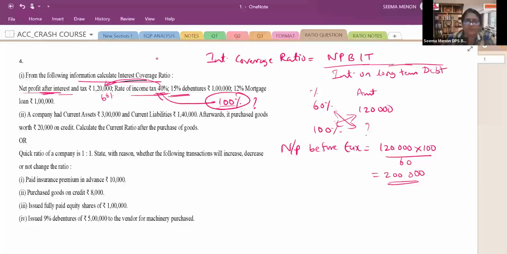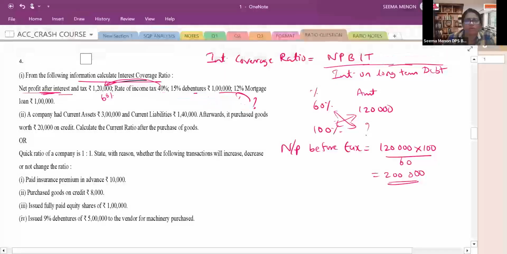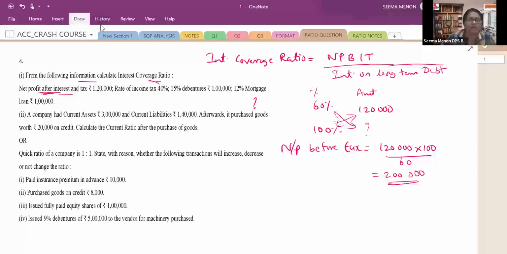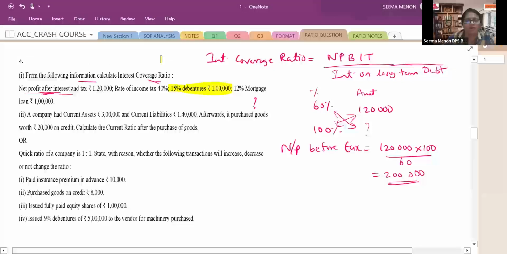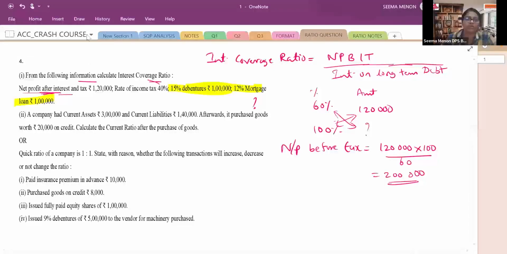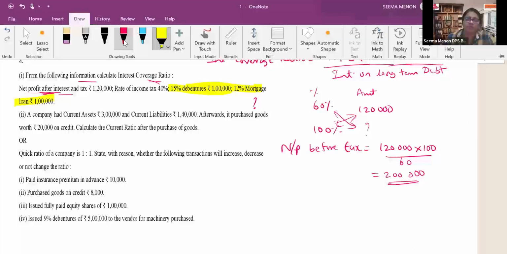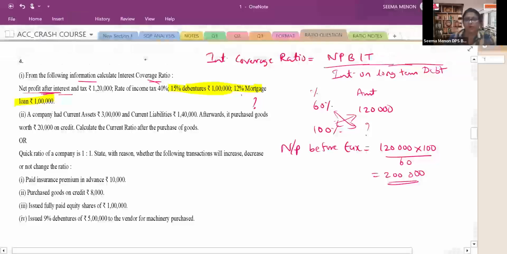Now, what else is given in the question? 15% debenture. So I will erase all the marking. You can see that again in the question. 15% debenture. 12% mortgage loan is also there. Two things are there. Two types of long-term debts are there. 15% debenture also given and 12% mortgage loan also given.